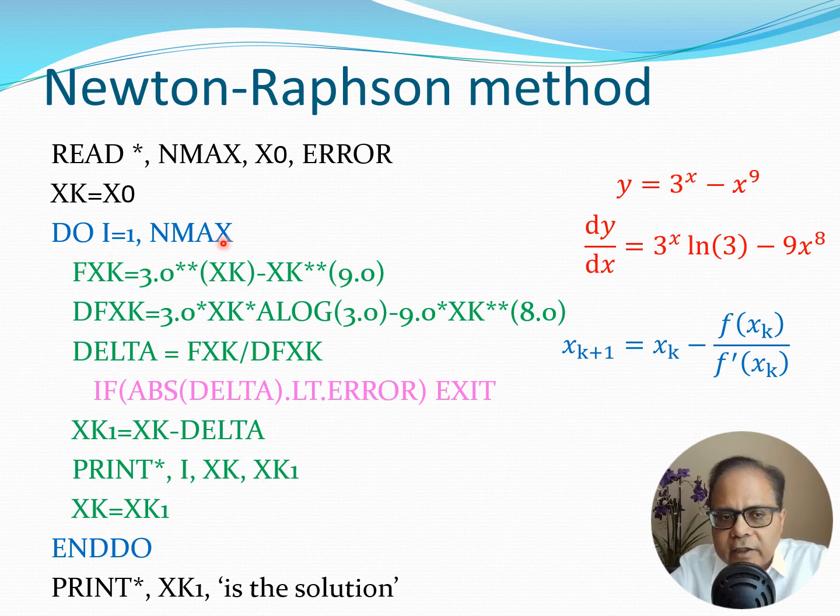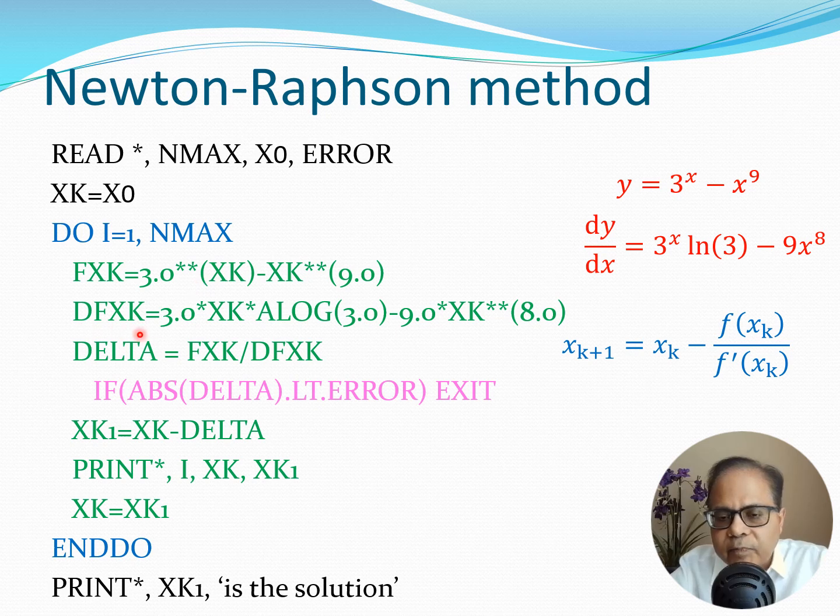Then I do i is 1 to nmax, and I have end do here. So this basically will go through the do loop until the max number I have specified is reached. Now what I do is I first calculate the function value. So I'm calling it fxk. That's simply 3 to the power x minus x to the power 9. So you see here 3**x - x**9. Remember, this double star is exponentiation in Fortran.